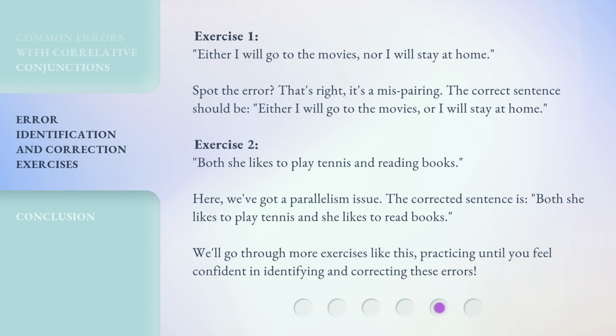Exercise 2. Both she likes to play tennis and reading books. Here, we've got a parallelism issue. The corrected sentence is, both she likes to play tennis and she likes to read books. We'll go through more exercises like this, practicing until you feel confident in identifying and correcting these errors.